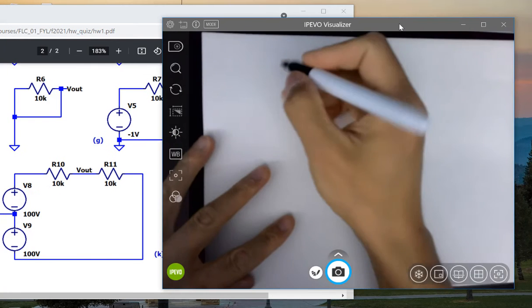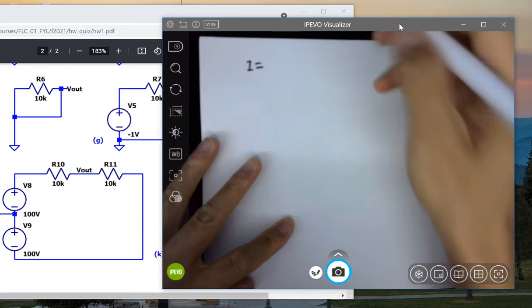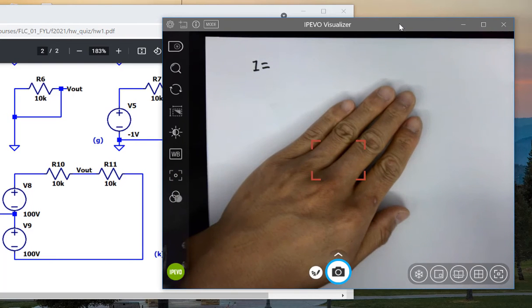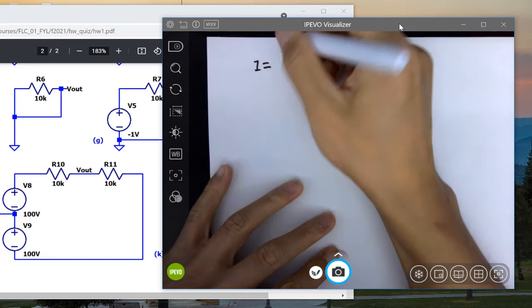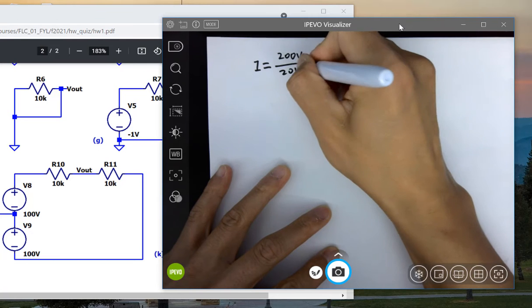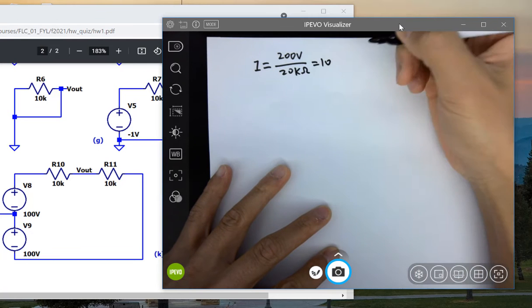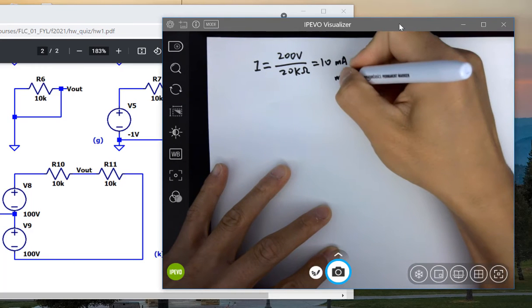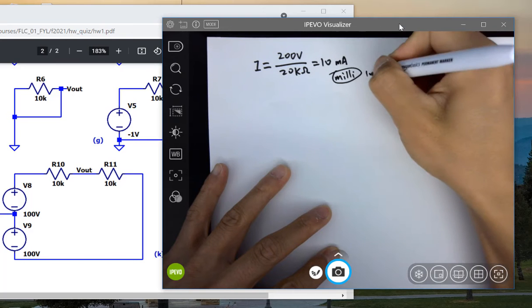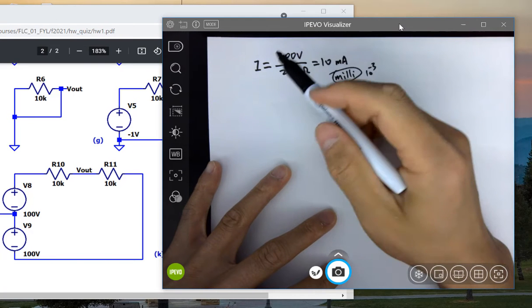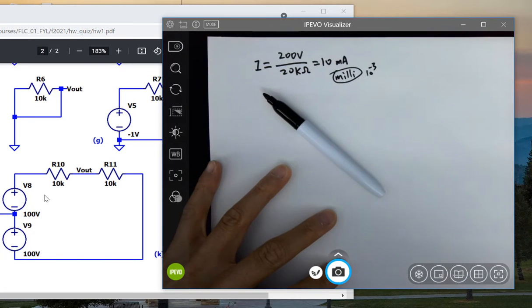So I equals 200 volts over 20K ohms, which is 10 what? Milliamps, milli, not mega, milli, right? 10 to the negative 3. And so that's the current flowing from here to here, clockwise in the circuit.